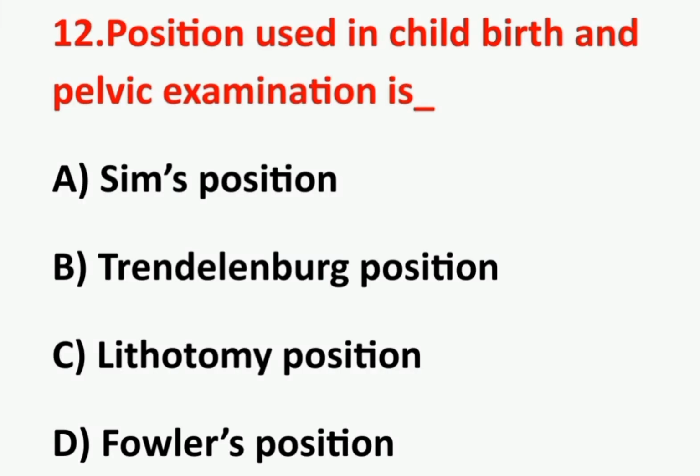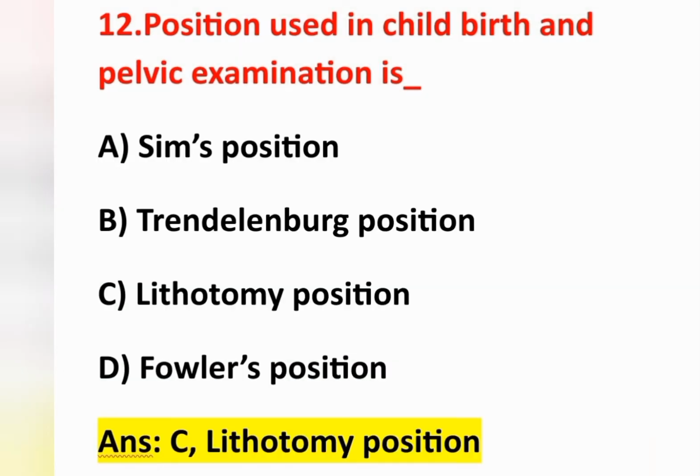The next question. Position used in childbirth and pelvic examination is. Options are option A Sims position, option B Trendelenburg position, option C lithotomy position, and option D Fowler's position. Correct answer is option C lithotomy position. The lithotomy position is used for gynecological examination and treatment, during surgical procedures involving the genitourinary system, childbirth, and pelvic examination. The first position, Sims position.